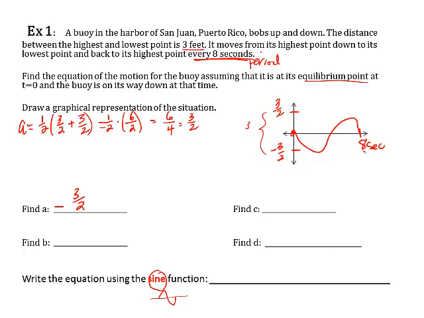Well, we know the period of time it takes is 8 seconds. So I do 2 pi over B equals 8. Cross multiply. Solve it. So B is going to be, reduce that, I get pi over 4.